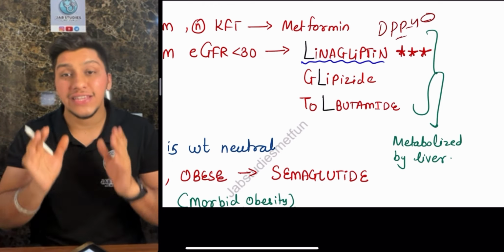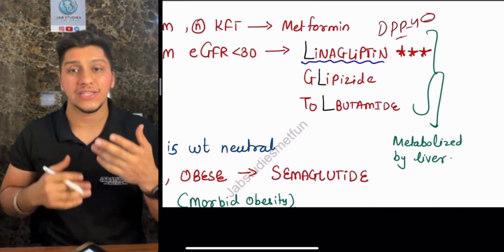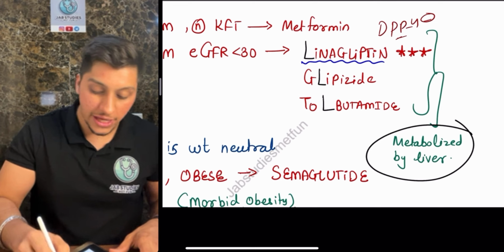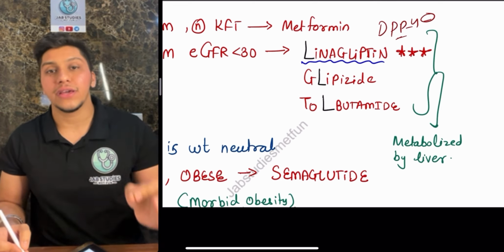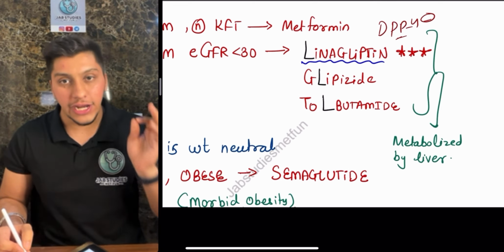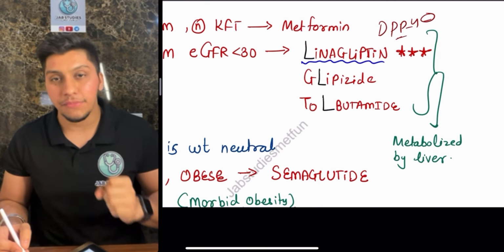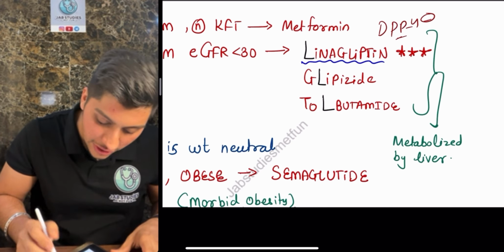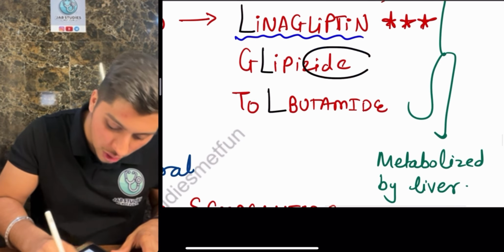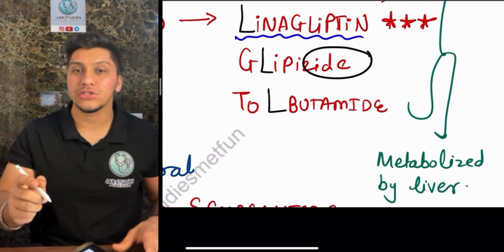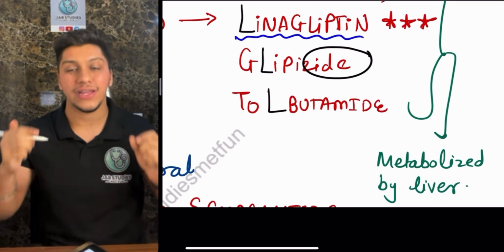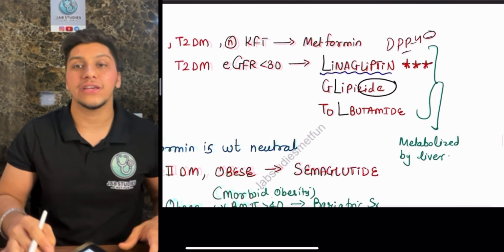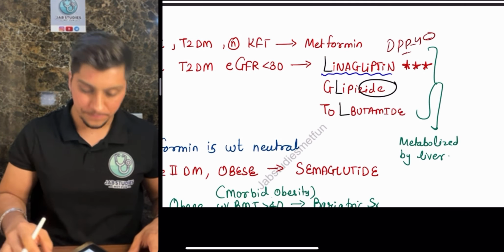These three are safe in case the patient has issues with the kidney, because these three are metabolized by the liver. Linagliptin is a DPP4 inhibitor, dipeptidyl peptidase inhibitor. They prevent the degradation of GLP. And whenever you have drugs with IDE, I want to give you a hint, these are drugs which increase the secretion of insulin. Glipizide is actually a sulfonylurea, as well as tolbutamide.